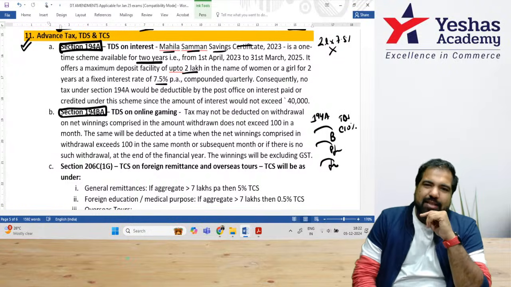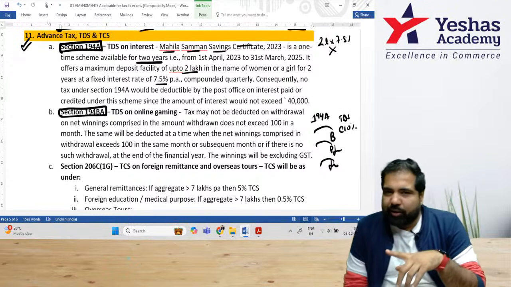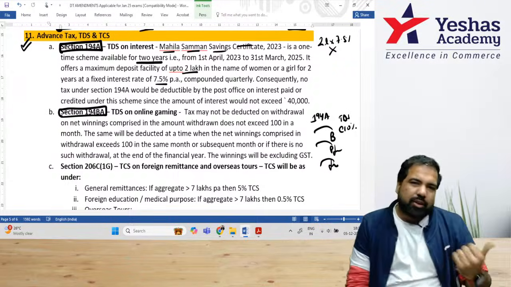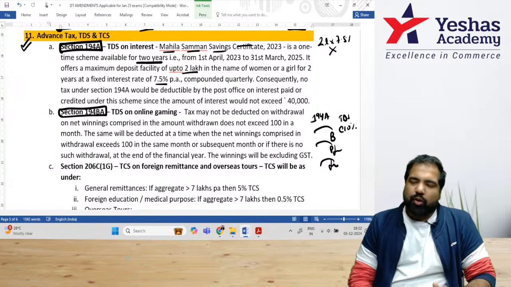They will deduct TDS. This was basically a section called 194BA. TDS rate was 30%. If you don't withdraw, then at the end of the year, they would deduct the TDS, even if you don't withdraw the money.